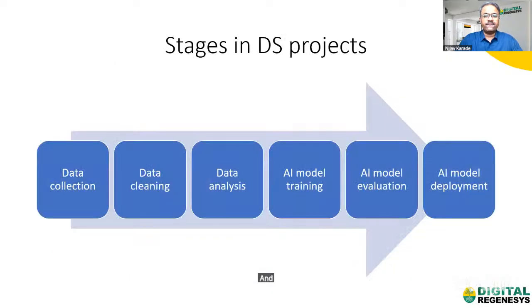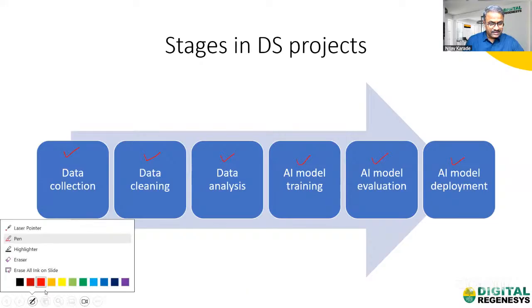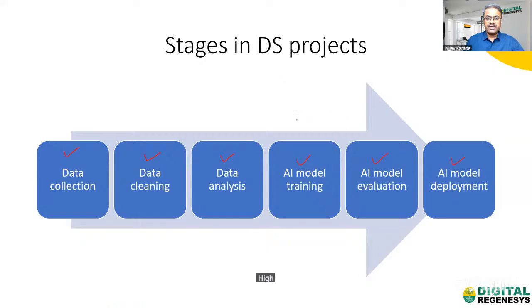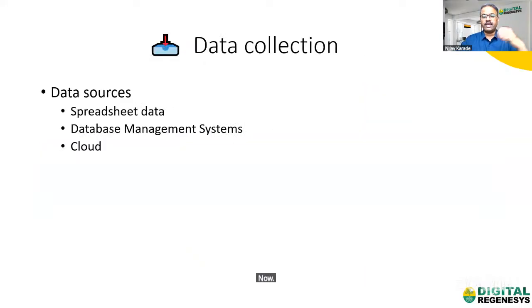And for that, first, what they have to do is they have to do the data collection, then perform data cleaning, data analysis, and then build AI model to make those predictions. So I hope this high level idea about the data science project is clear to all of you. Now let me take you through each and every step of data science project. So it starts with data collection.